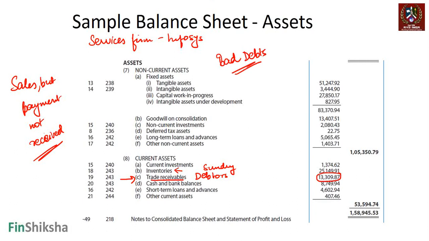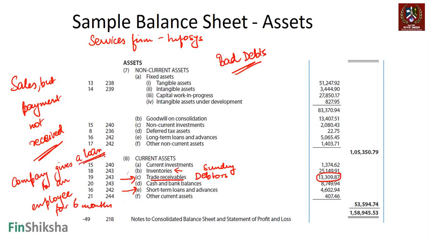Then we move on to the next one, which is what is called as short-term loans and advances. What is an example of short-term loans and advances? Let's say the company gives a loan to an employee for the period of 6 months, right? For 6 months. That's an asset for the company. It's a loan for the employee, but it's an asset for the company because the company is going to receive this money back in 6 months, right?